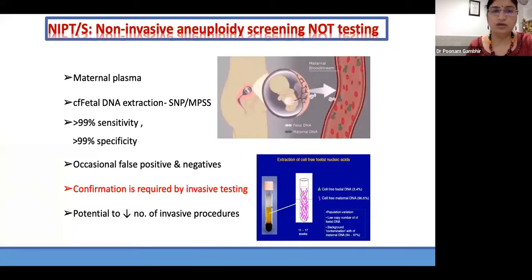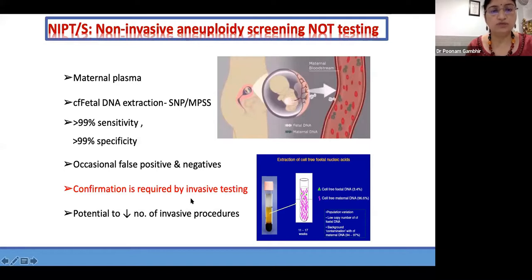So NIPT, or it should ideally be called NIPS, a non-invasive aneuploidy screening, because it's not a confirmatory testing. I think Dr. Nidhi will cover it beautifully in detail, but in short, I will mention a few important points. It's actually a screening test in which we extract the cell-free fetal DNA from the maternal plasma, and then by different methods, SNP or MPSS counting-based methods, we check for the 5 common chromosomal aneuploidies in the fetus.